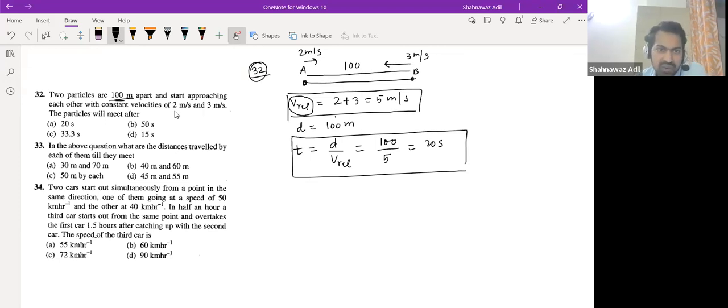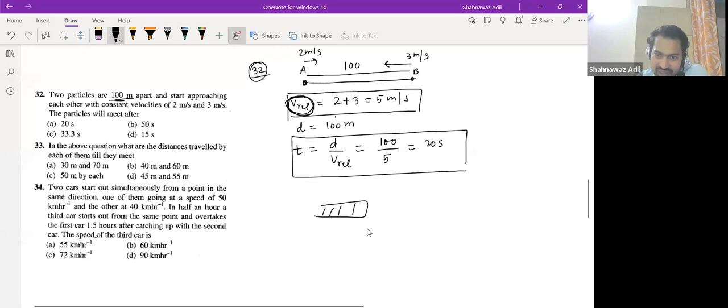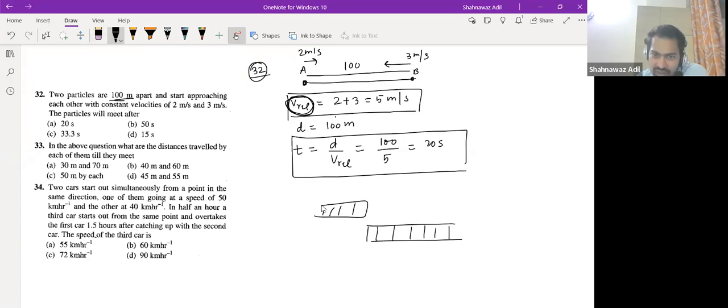Whenever two objects are moving, two particles are moving, then we apply the relative velocity idea. There is a question like this also, that two trains are traveling, right? So this is one train, and this is the other train, not on the same railway line. They are traveling in opposite directions.